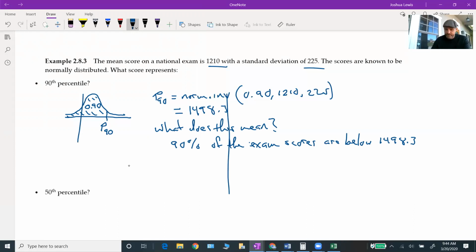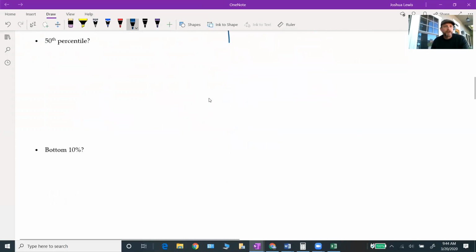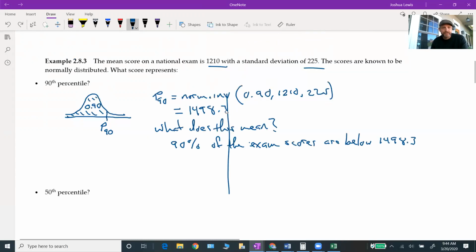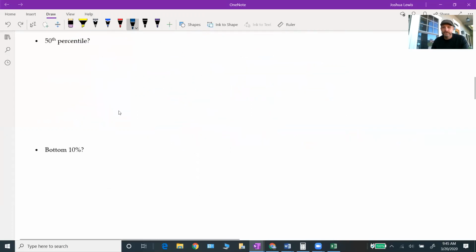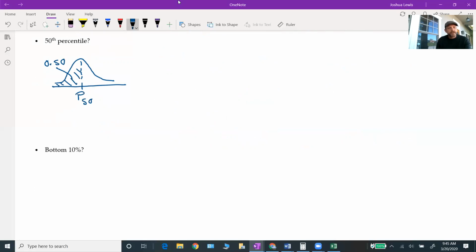The 50th percentile. Sorry. Technical difficulties here. All right. Well, let's draw this. So we've got our nice normal distribution. And 50. I know that this area then is an area of 0.50, and I want this value right here.